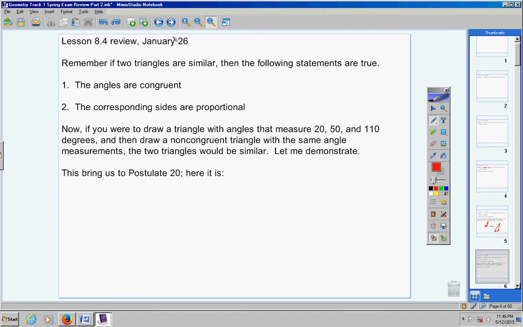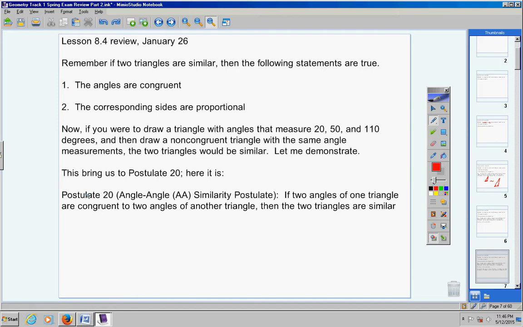So here it is now. I would encourage you to write this in your notes, or at least make note in your notes to study this, okay, to know this. Not because it's going to be a fill in the blanks, it won't be, but because you need to understand what this principle teaches. If two angles of one triangle are congruent to two angles of another triangle, then the two triangles are similar, okay?